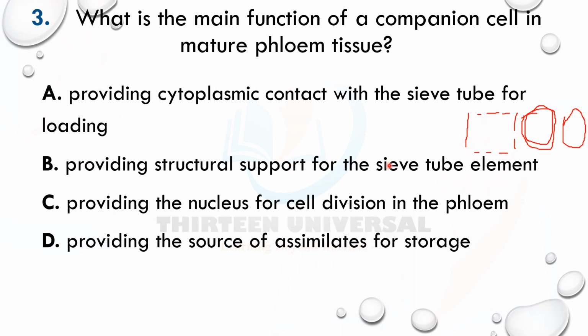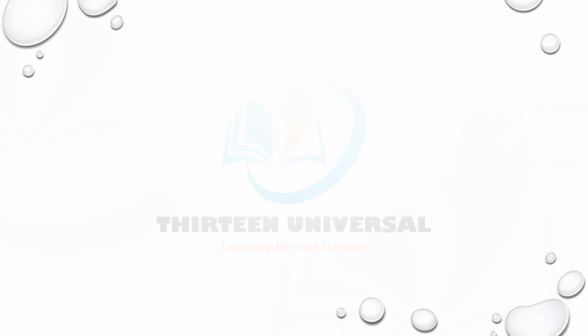B says providing structural support for the sieve tube element. It doesn't provide structural support, that's what the sieve plate does. Providing the nucleus for cell division in the phloem? No, that's not the main function. Providing a site for assembly? It's not for storage, it doesn't store. So the main function is loading. All right, that's A.